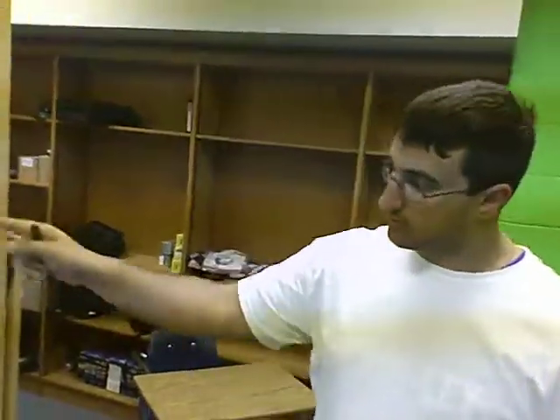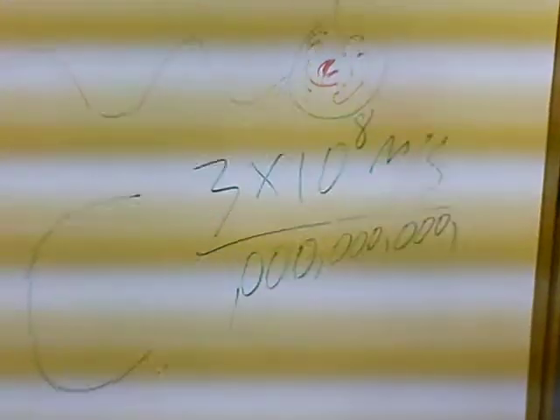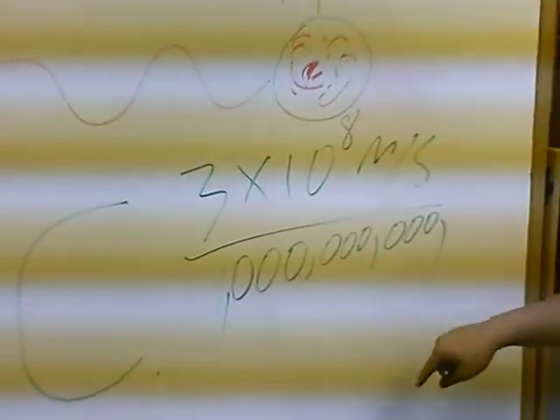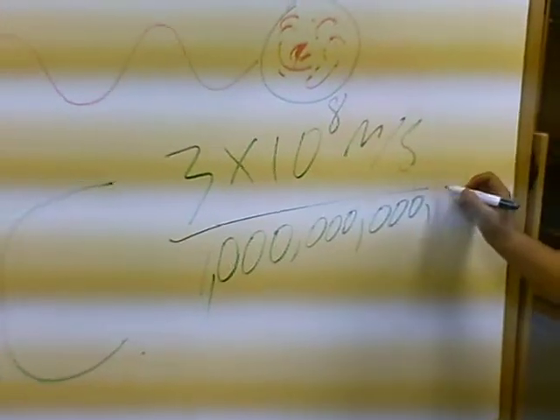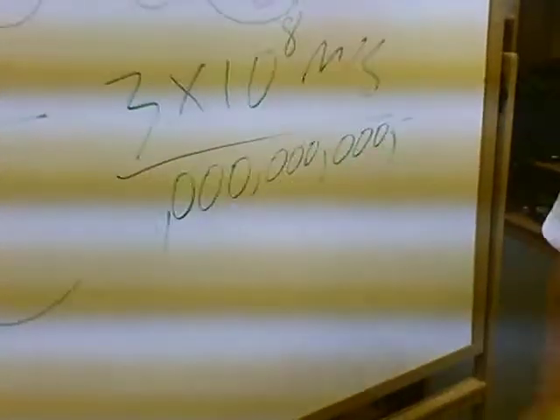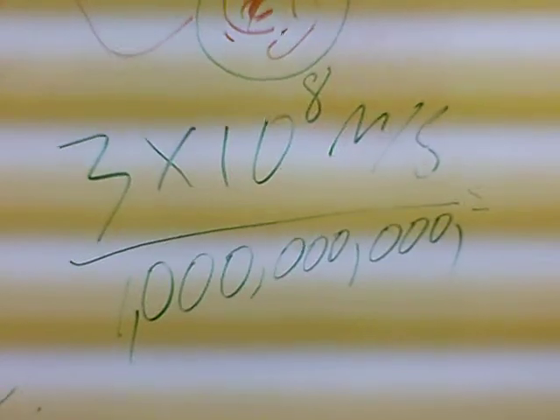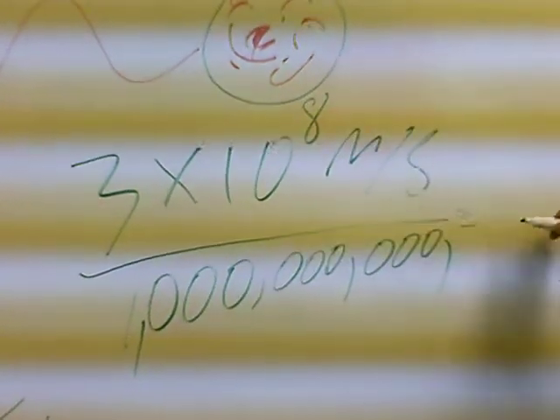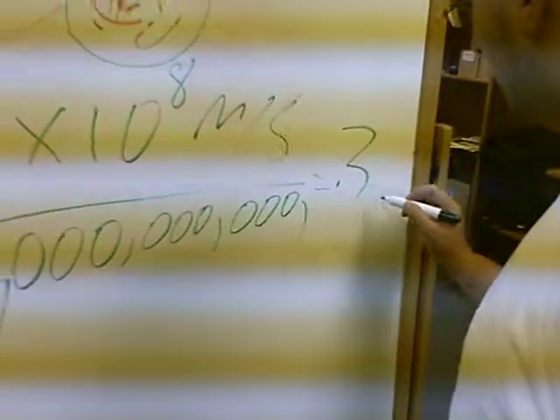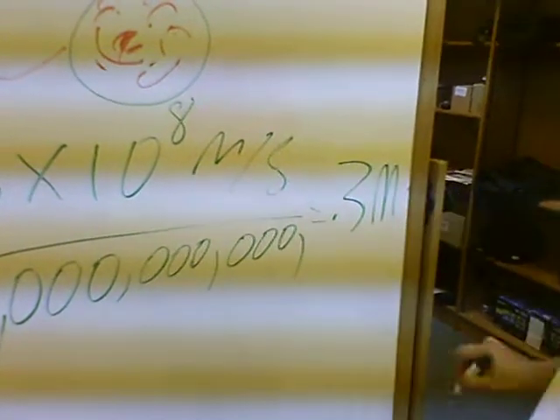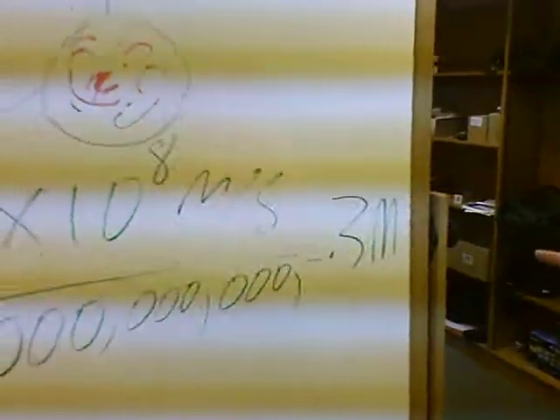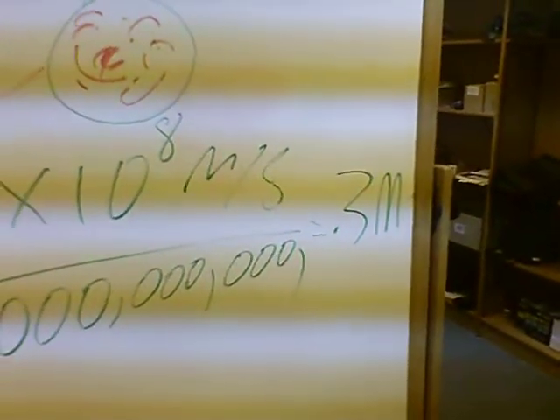Thank you, Cody. Now, if you take 3 times 10 to the 8th meters per second divided by 1 million hertz, it gives you 0.3 meters. So our wavelength is 0.3 meters long.